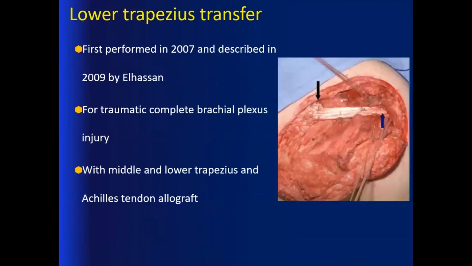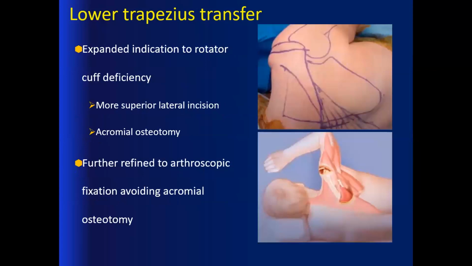LT transfer was first performed in 2007 and was described in 2009 by Elhassan for the traumatic complete brachial plexus injury with the help of the middle and lower trapezius transfer and also with the Achilles tendon allograft. From there it was expanded to the rotator cuff deficiency for more superior lateral insertion and also acromial osteotomy. Further, it was refined to arthroscopic fixation by avoiding the acromial osteotomy.